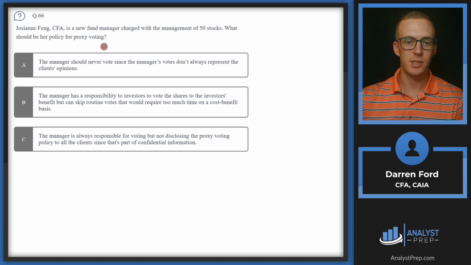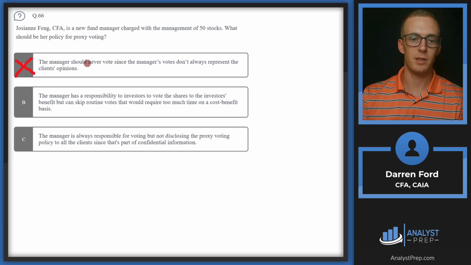But with that in mind, let's take a look at answer A, or all of our answers, I guess. A, the manager should never vote since the manager's votes don't always represent the client's opinions. We're going to rule that out based on kind of what we just talked about. We will need to consider voting if it's going to benefit investors. And if it's going to benefit investors, then it should represent our client's opinions.